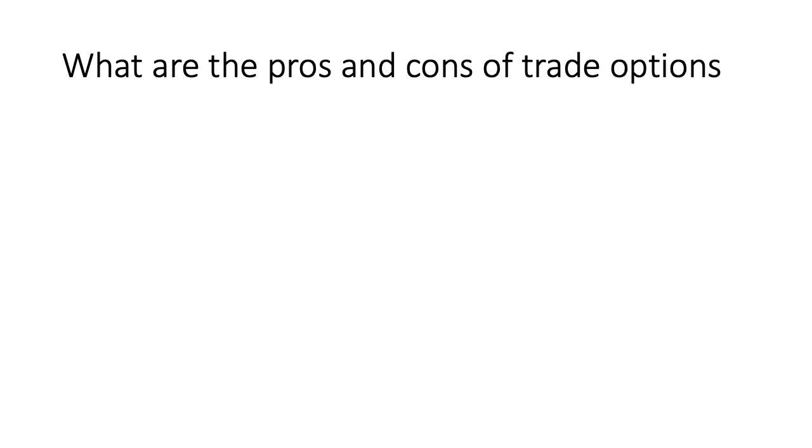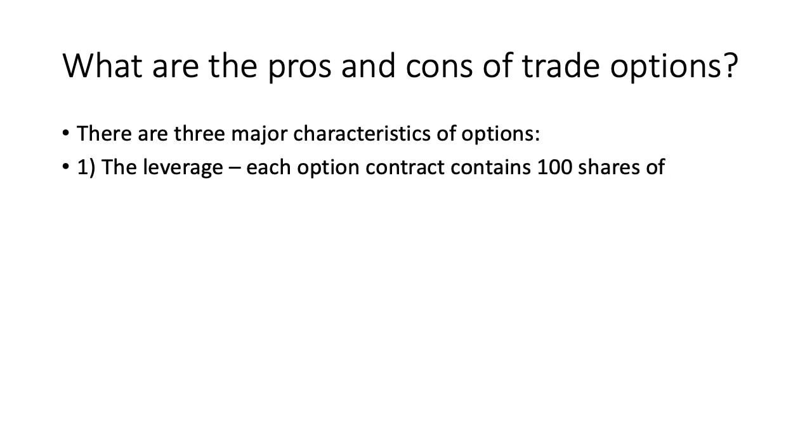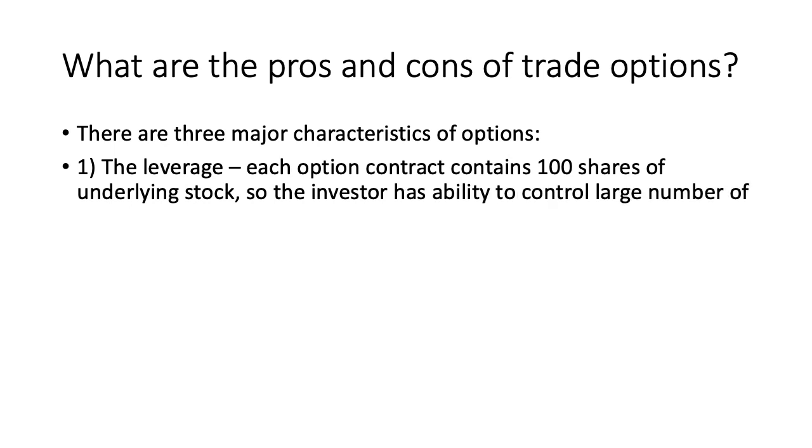Let's do this page one more time. What are the pros and cons of trading options? There are three major characteristics of options. 1. The leverage. Each option contract contains 100 shares of underlying stock, so the investor has the ability to control a large number of shares with less money on hand.